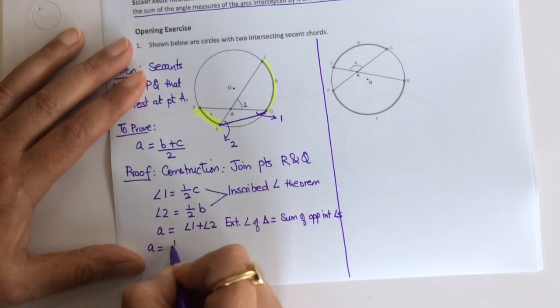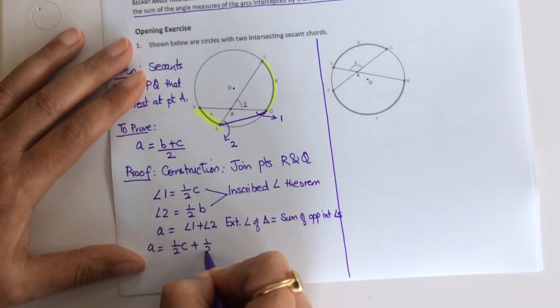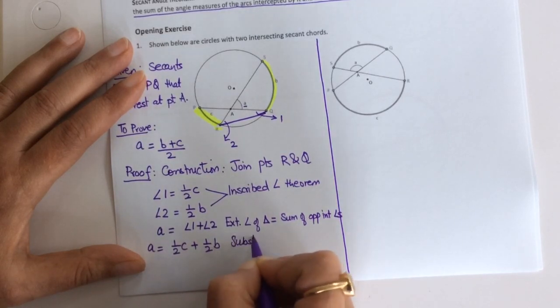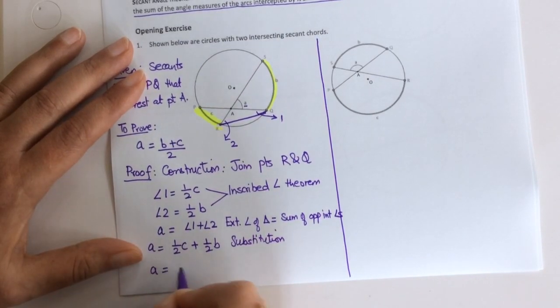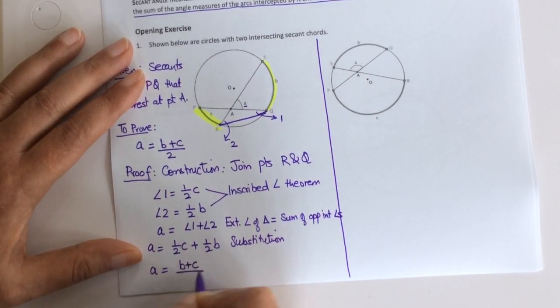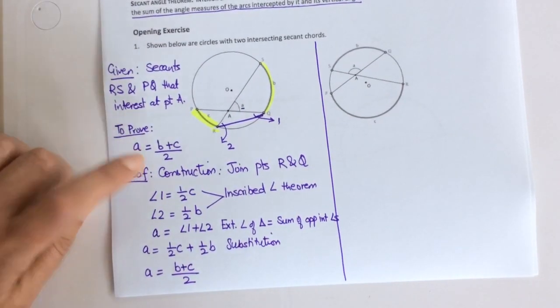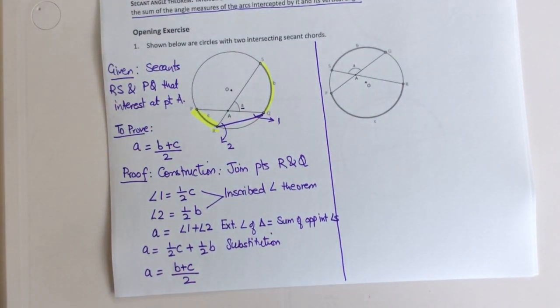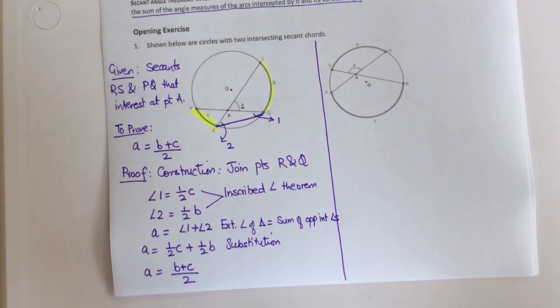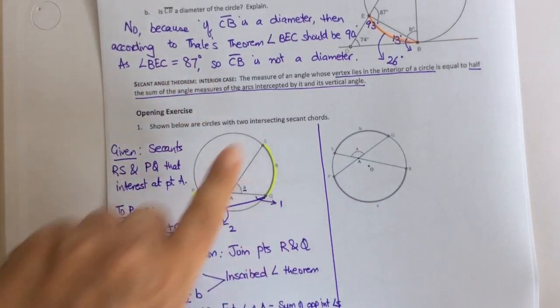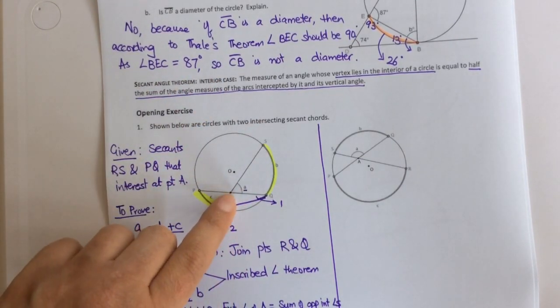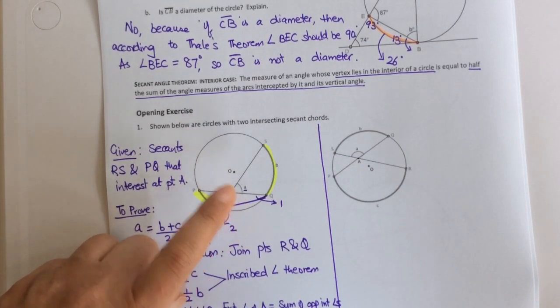But 1 is half of C and 2 is half of B. I have just done some substitution here. And look what I have proved. I have proved that A is (B plus C) divided by 2. That is what my secant angle theorem is. So take a minute, look at this theorem, and understand the secant angle theorem, and this is the interior case of it. So please be very careful. This is the interior case because my two secants are intersecting in the interior of this circle O.